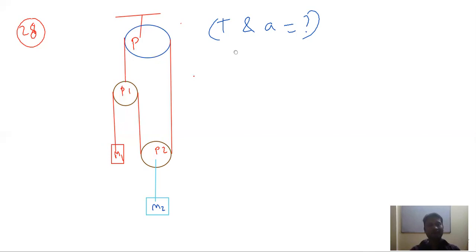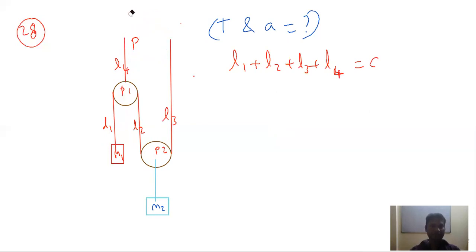Let us consider the lengths of the string as L1, L2, L3, and L4. So we have 4 lengths for one single string. This is one single string shown in red color. So we can write L1 plus L2 plus L3 plus L4 equals a constant. And we have another string, which is the blue colored string. We don't want to use that. Let me show this string here in some green color.